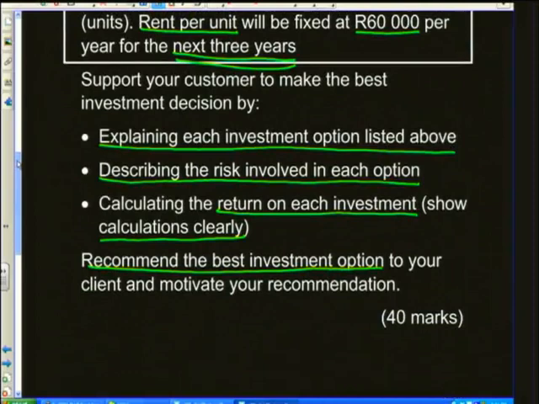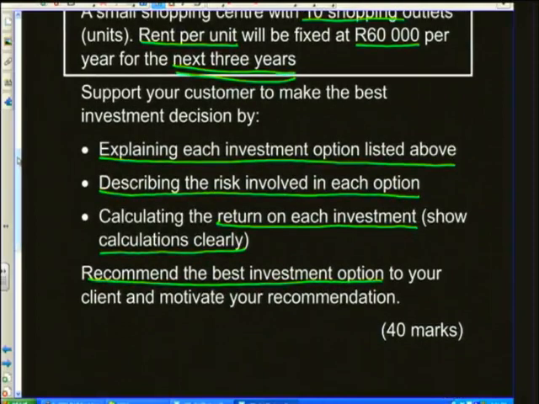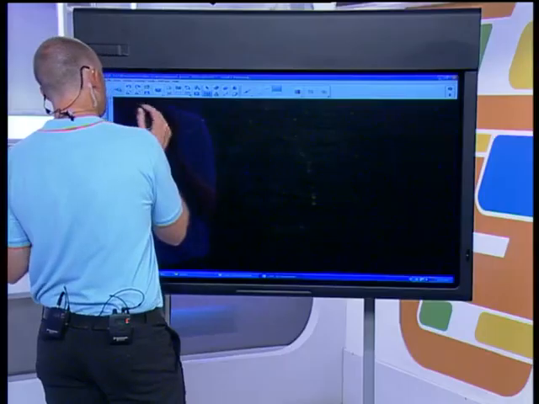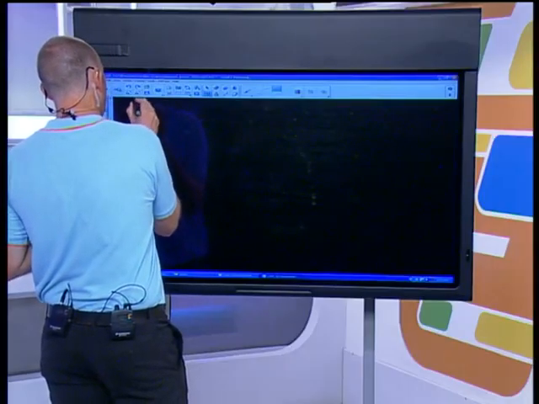Then we have to see, what is the question asking us? So support your customer to make the best investment decision by explaining each investment option, describing the risk involved, calculating, and then finally recommend the best option available there. Right. So we need to start our essay like a fancy supper.